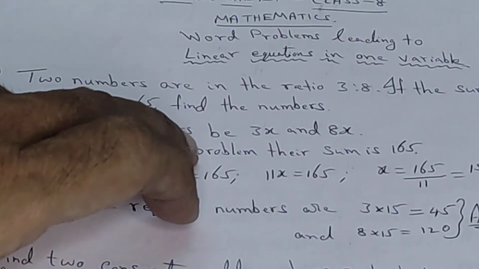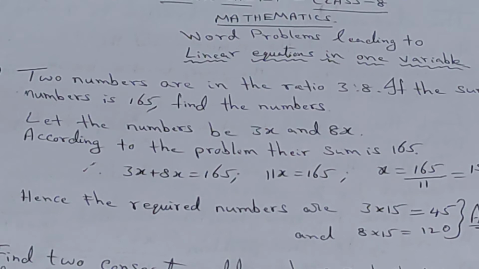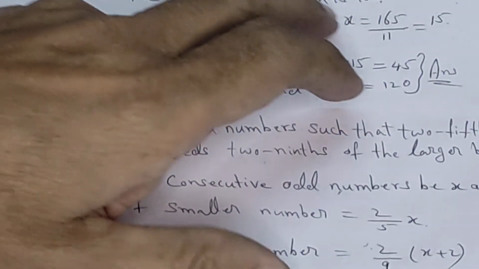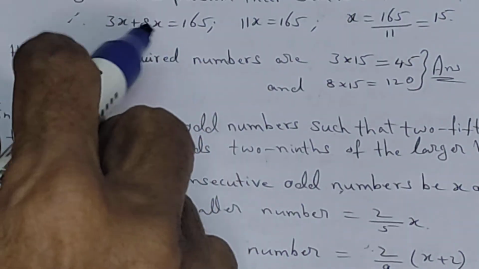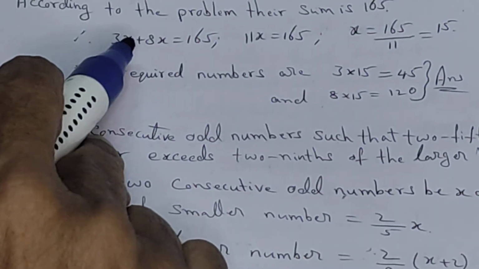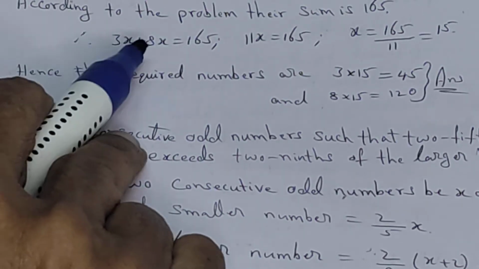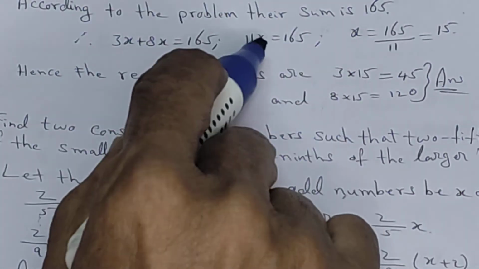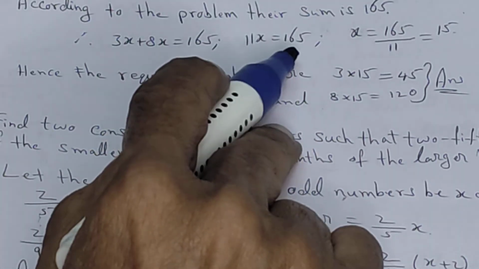Let the numbers be 3x and 8x because they're in the ratio 3:8. Now, according to the problem, the sum is 165. Mathematically, 3x plus 8x is equal to 165. Since 3x and 8x are like terms, I can add them. That gives me 11x. So 11x is 165, and I can find the value of x easily.